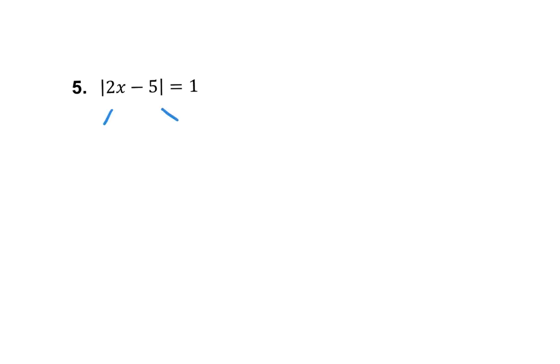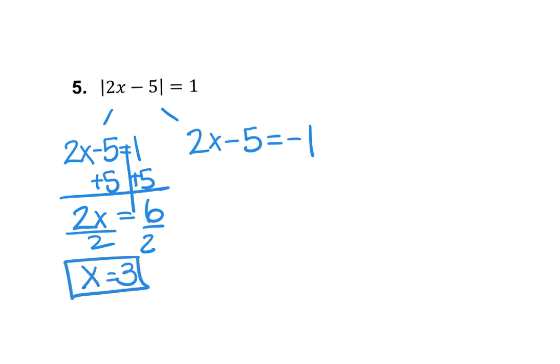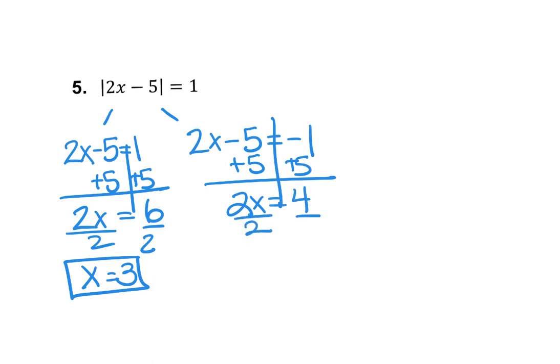All right, so I have the absolute value of 2x minus 5 is equal to 1. So again, we're going to split this into two separate equations. 2x minus 5 is equal to 1, and 2x minus 5 is equal to negative 1. So we're going to solve both of them. I have 2x is equal to 6, and then we'll divide that by 2, and x is equal to 3. And then we'll solve the other one, plus 5. And then 2x is equal to 4, and you'll divide this one by 2.